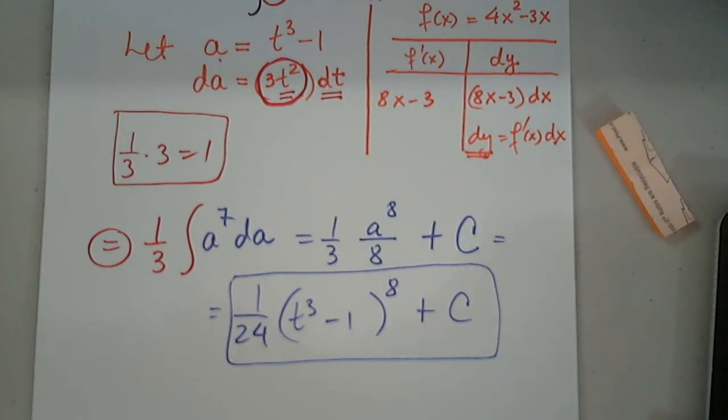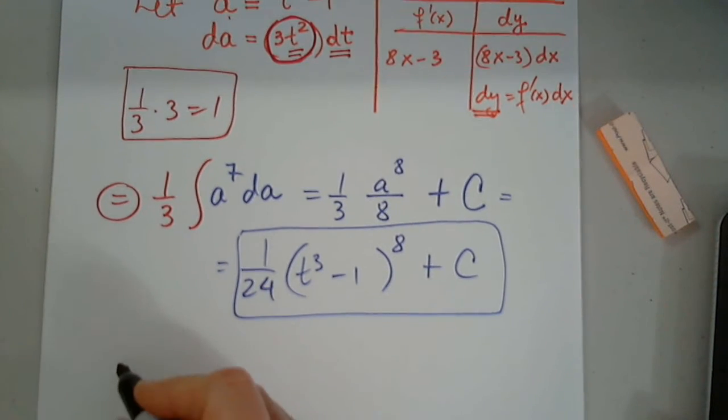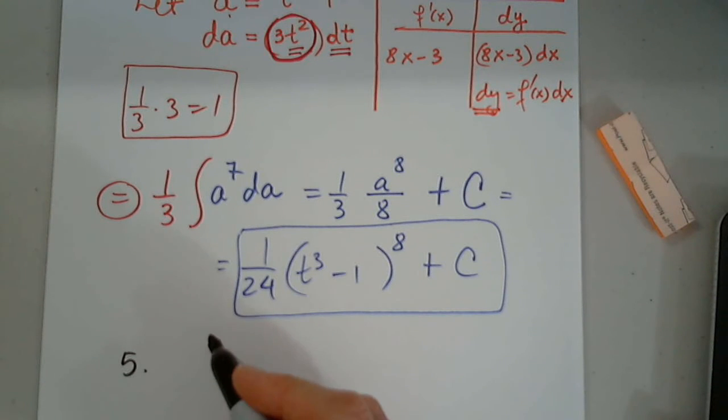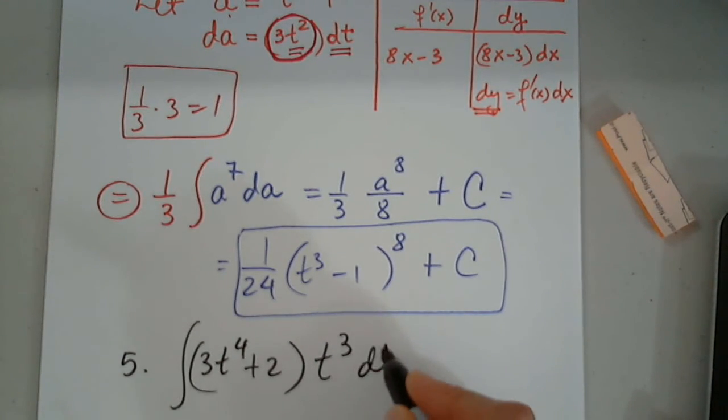Please choose any integral you like from 1 to 60. Anything. Let's stick with the indefinite first and then definite. Which one? I said number 5 because it looks simpler. Very good, number 5. So in number 5, I see the integral from 3t to the 4th plus 2 multiplied by t to the 3rd dt.